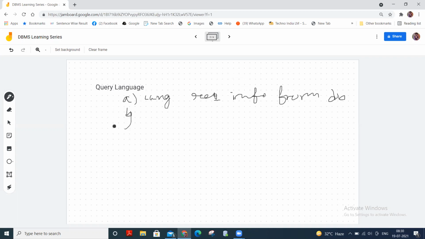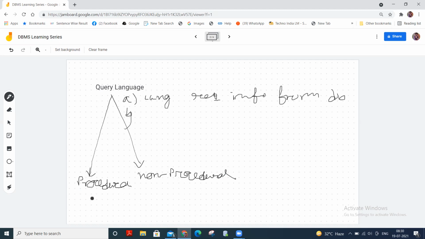In the next point, we can say that query language can be categorized as procedural query language and non-procedural query language. So these are the types of query languages.